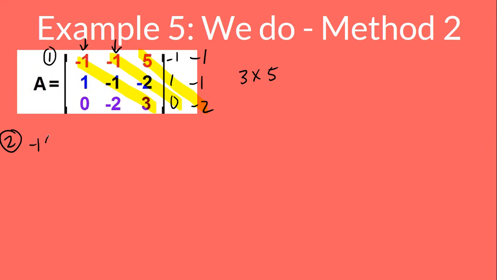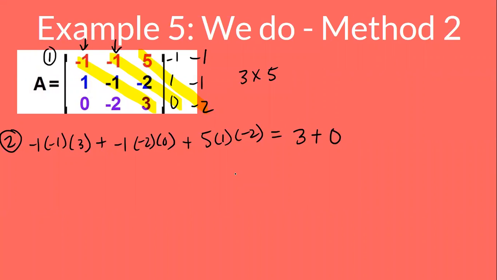Okay, so I have -1 times -1 times 3 plus -1 times -2 times 0 plus 5 times 1 times -2. And then I multiply. -1 times -1 is 1. 1 times 3 is 3. -1 times -2 times 0 is 0. 5 times 1 times -2 is -10. This gives me -7. Do you see what we did here?